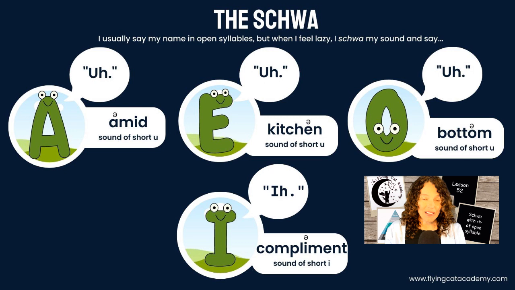Usually, it's going to make the uh sound when we schwa a vowel. But there is one case that we're going to talk about today. That's when we schwa the letter I. And often it'll make the i sound rather than an eye sound when we schwa it. So it'll make the short sound of I, when really it's an open syllable, so it should be making the long sound of I. Let's look at how that works.